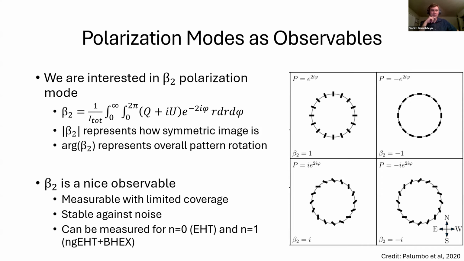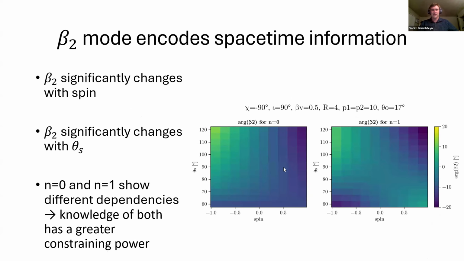But what's even more interesting is that with BHEX, we expect to be able to measure beta-2 separately for the photon ring. So if we can do that, we're going to get 2 beta-2 modes for n equals 0 and n equals 1. And so the idea of the project is, if we have these 2 modes, how much do they tell us about the geometry of the emission around the black hole? Okay, so this was kind of the setup of the project.